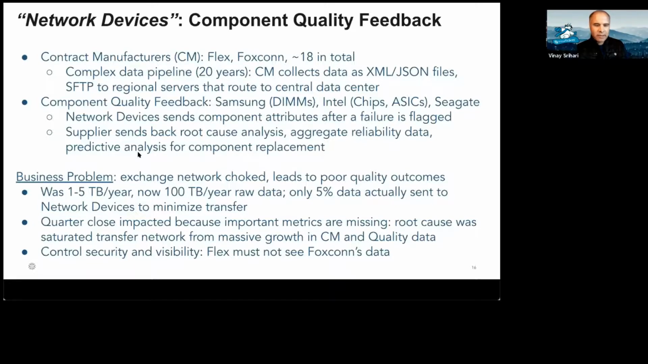And they had some other issues where their quarter close was impacted because important metrics were missing, and the lack of controlled security and visibility. So these were all aspects of the platform, as well as the grid technology we talked about, that they were able to solve in an 18-month migration to Snowflake. I actually assisted with that migration, and the results have been better than we had anticipated because of the level of inefficiency that was built in over the last 20 years on this.